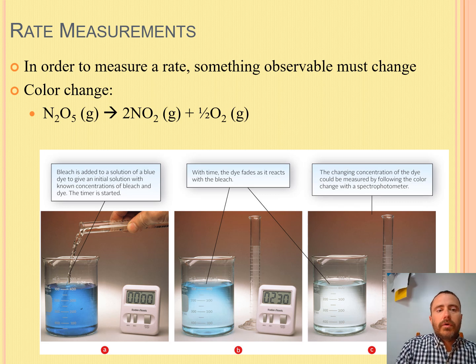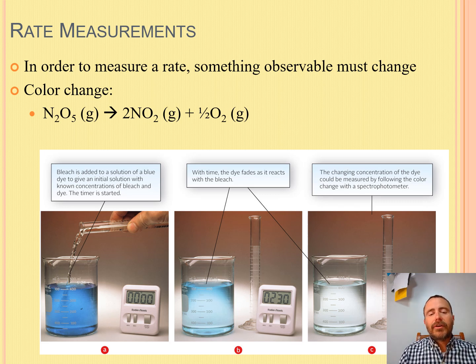All right, and so again, we've got our N2O5 decomposing there. That was our general equation that we used a while back. And so notice that as the N2O5 decomposes, we actually see it change colors. It goes from a brown color to a much lighter brown color. It's still a brown color, but it's much lighter.